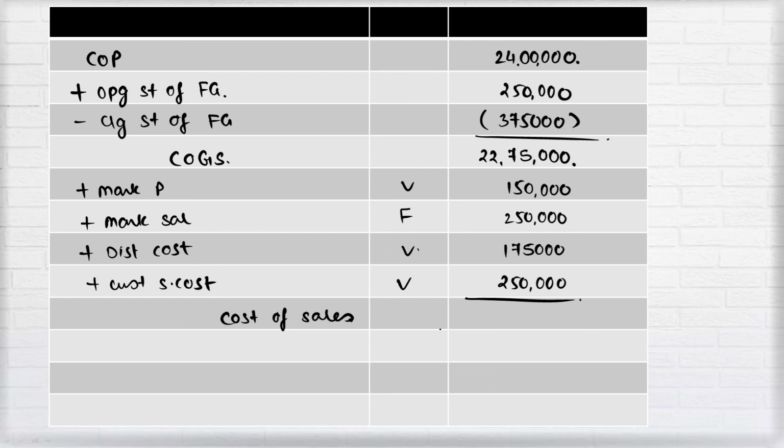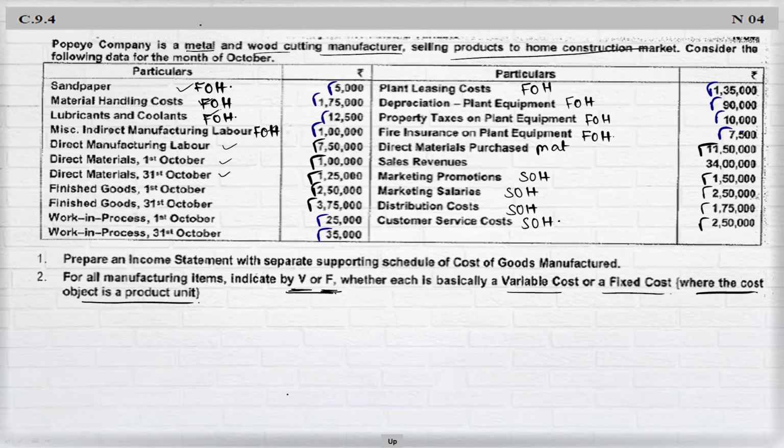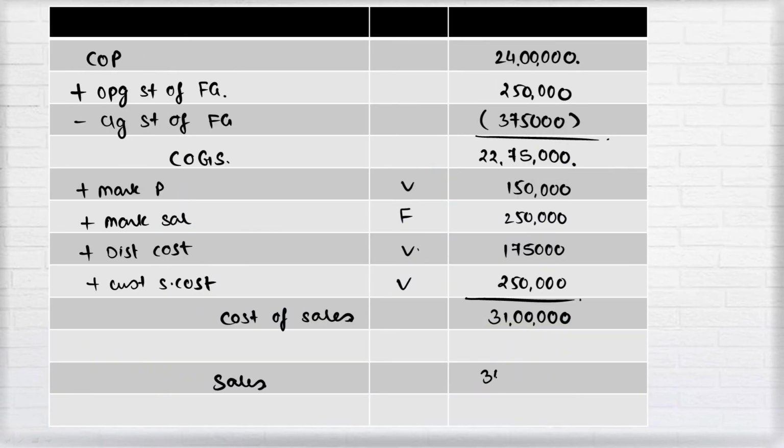What is the cost of sales? 31 lakhs. And I think the sales figure is given, which is 34 lakhs. So my profit will be 3 lakhs. This is nothing but an income statement.